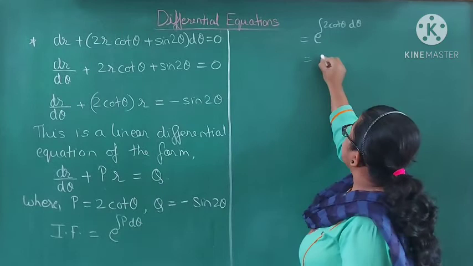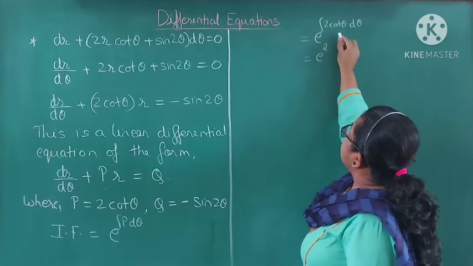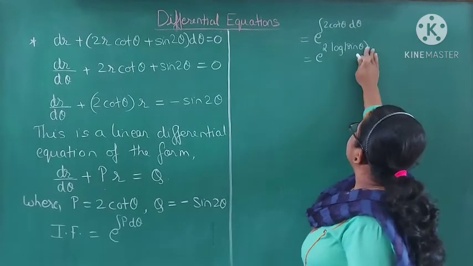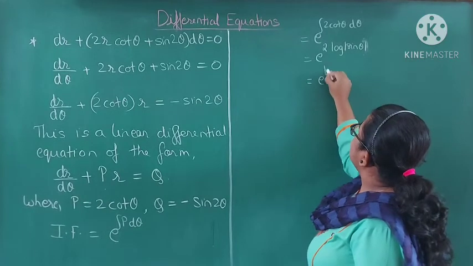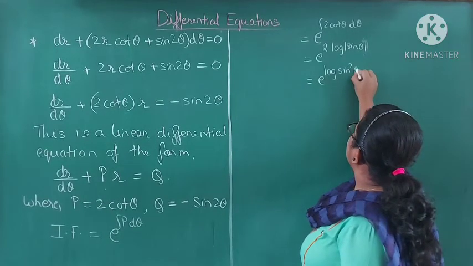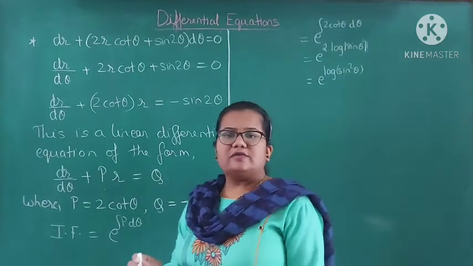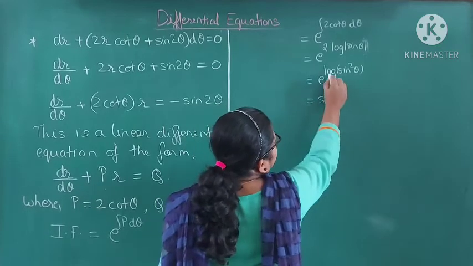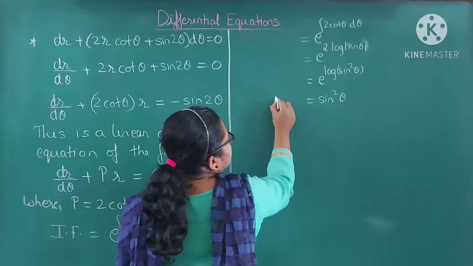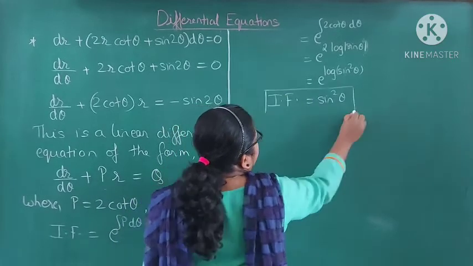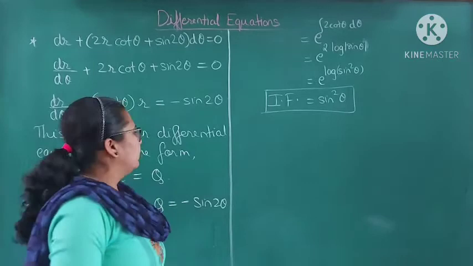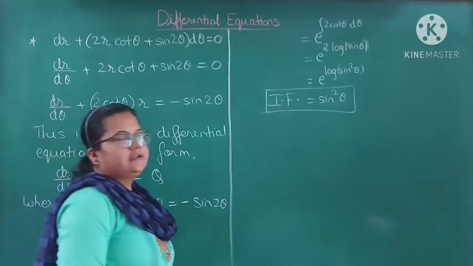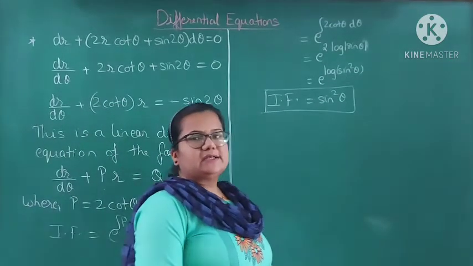So you can see e raised to 2 is constant, integration of cot theta is log of sin theta. Yes, so this you can write as e raised to log of sin square theta. 2 log of sin theta is log sin square theta. So this is equal to what? E raised to log of any term, it is equal to that term, sin square theta. So you get the integrating factor as sin square theta. Here first I divided by d theta, then came to this form, then found the integrating factor which is sin square theta.